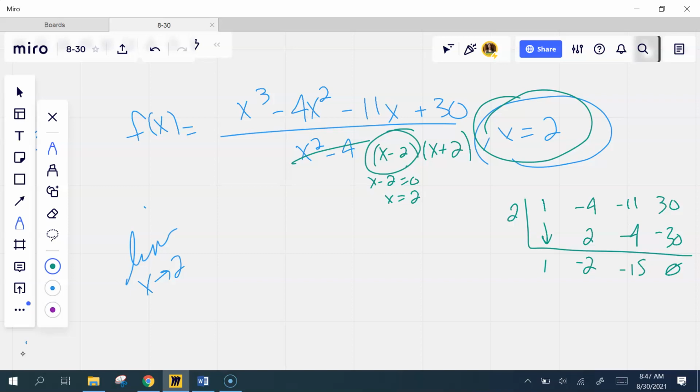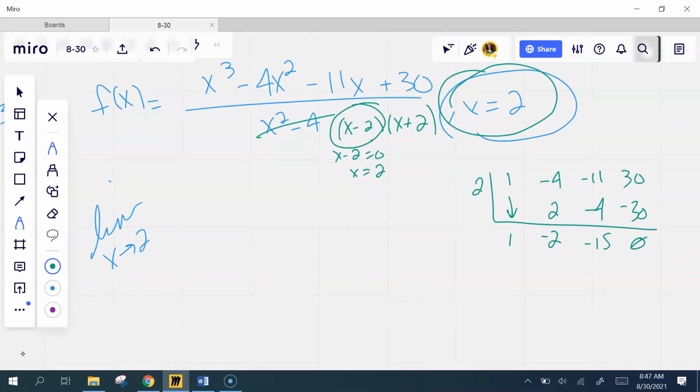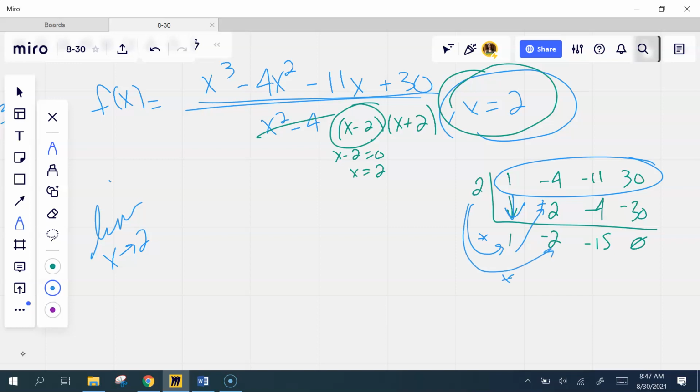No, hold on. Can we finish this synthetic real quick? I will show you. So what's the first step for synthetic? You make that little box. These are the coefficients. Drop it. Add. It's repetitive after that. You multiply, add, multiply, add, multiply, add. This is always your remainder.